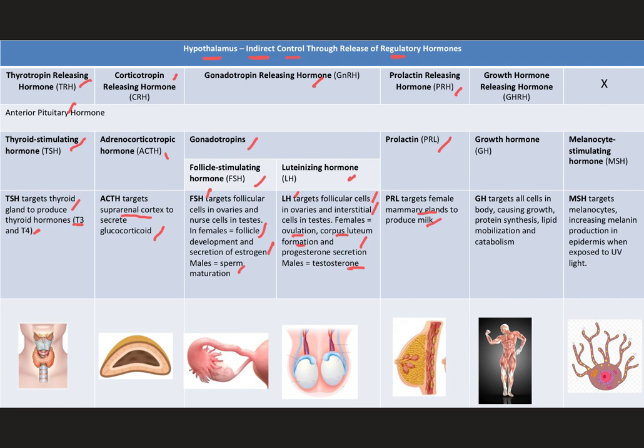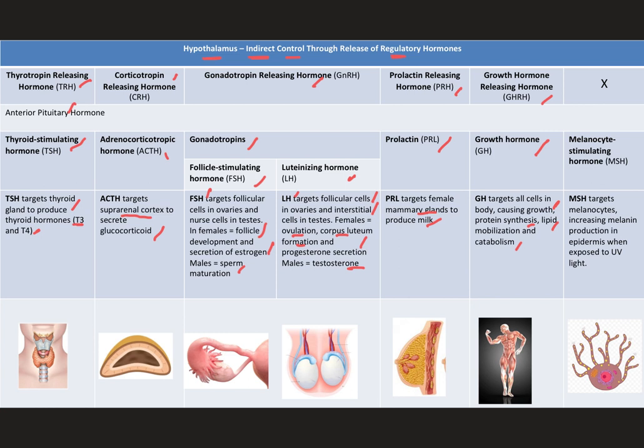Next, we have the growth hormone releasing hormone, which will activate the anterior pituitary to release growth hormone. And growth hormone has several different functions throughout the entire body. One of the functions, like the name says, is that it will cause growth. It will also help with protein synthesis, lipid mobilization because it needs a lot of energy, and also catabolism.